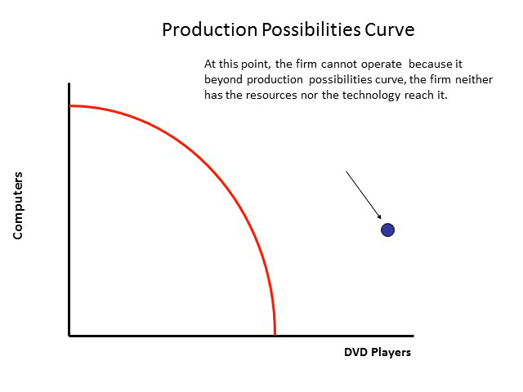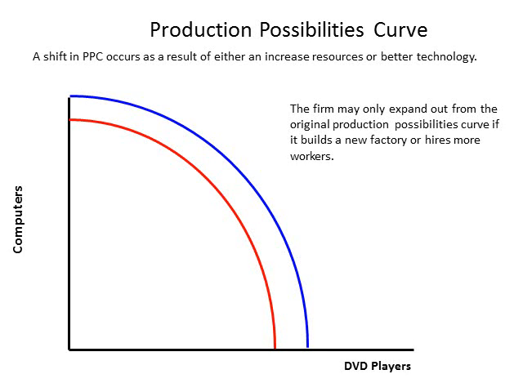At this point, the firm cannot operate because it's beyond the production possibilities curve. The firm neither has the resources nor the technology to reach it. A shift in the production possibilities curve occurs as a result of either an increase in resources or better technology. The firm may expand outward from its original production possibility curve as it builds a new factory or hires more workers, or both.